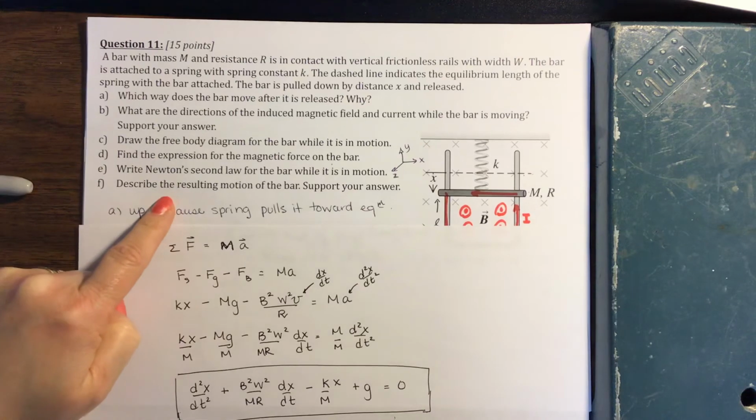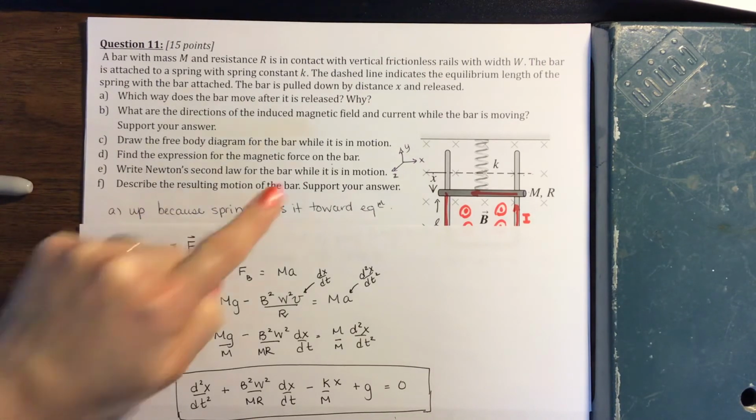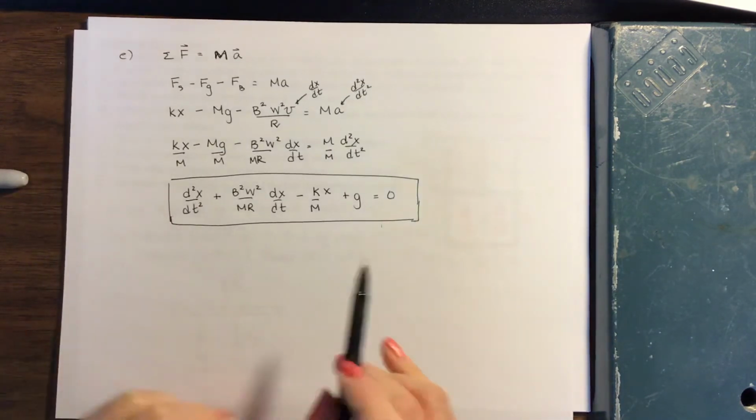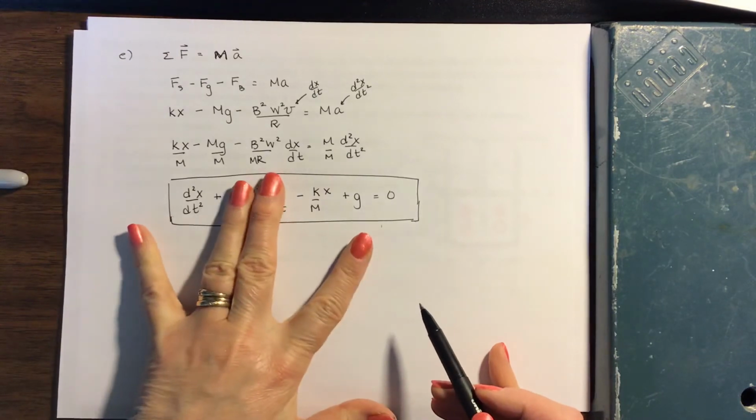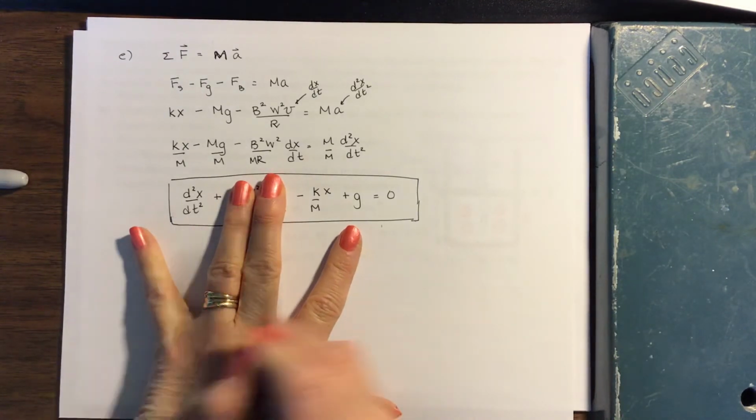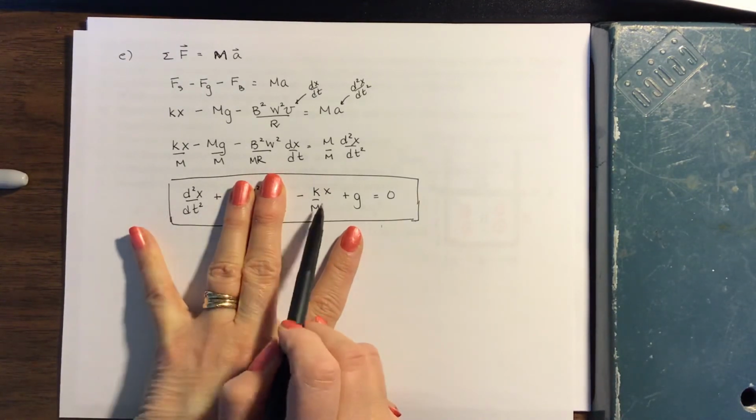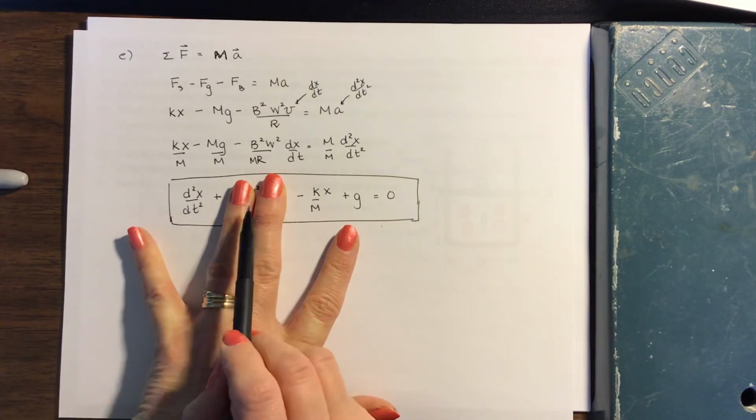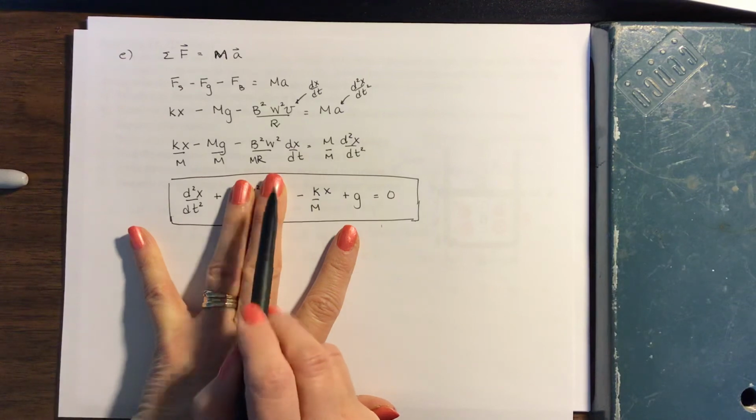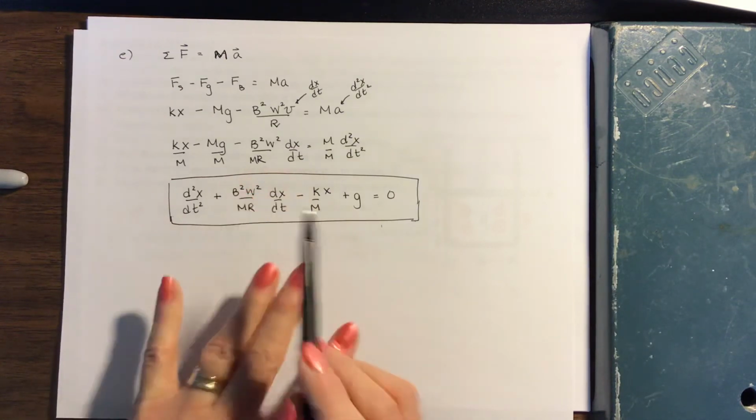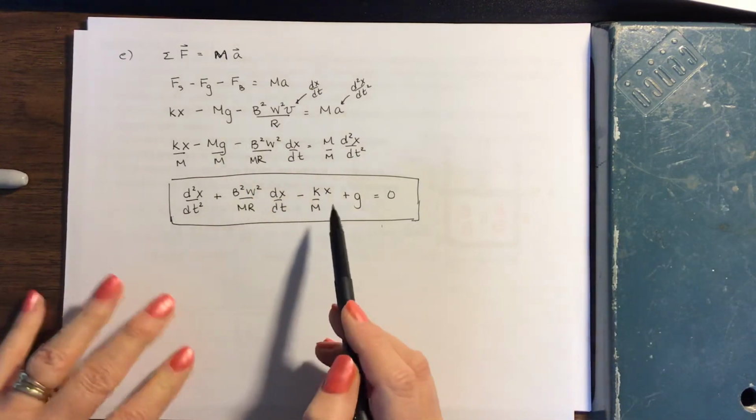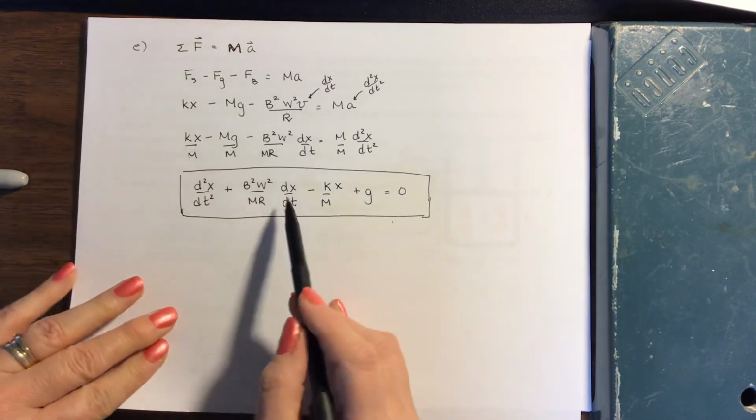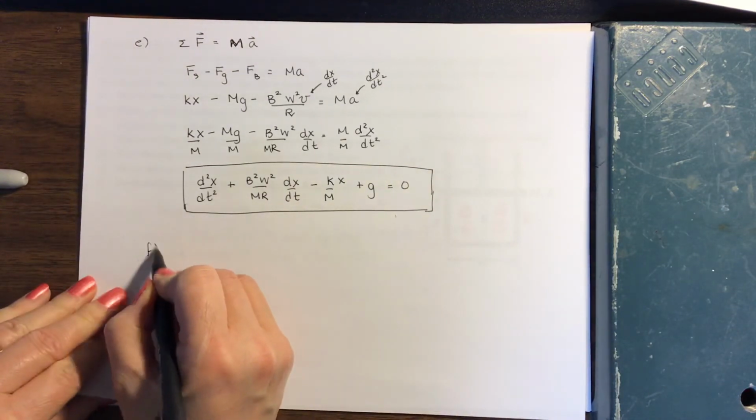Part F says, describe the resulting motion of the bar and support your answer. Well, if we look at this equation, if we covered up this term, we would have acceleration with x. The acceleration would be proportional to the displacement. That would give us simple harmonic motion. That would simply bounce up and down. We, however, have this second term that depends on velocity. That means this is going to be damped oscillatory motion.